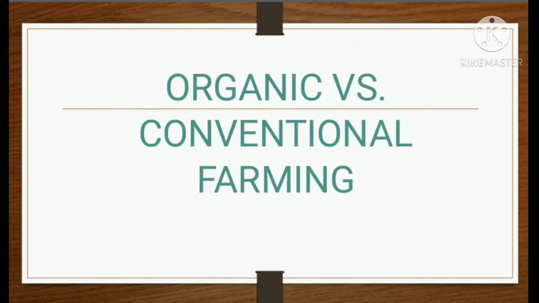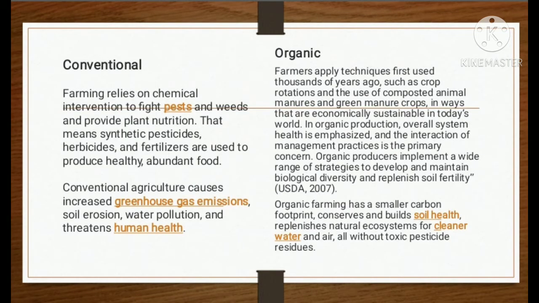So what is the difference between organic and conventional farming? Conventional farming relies on chemical intervention to fight pests and weeds and provide plant nutrition. That means synthetic pesticides, herbicides, and fertilizers are used to produce healthy, abundant food. Conventional agriculture causes increased greenhouse gas emissions, soil erosion, water pollution, and threatens human health.